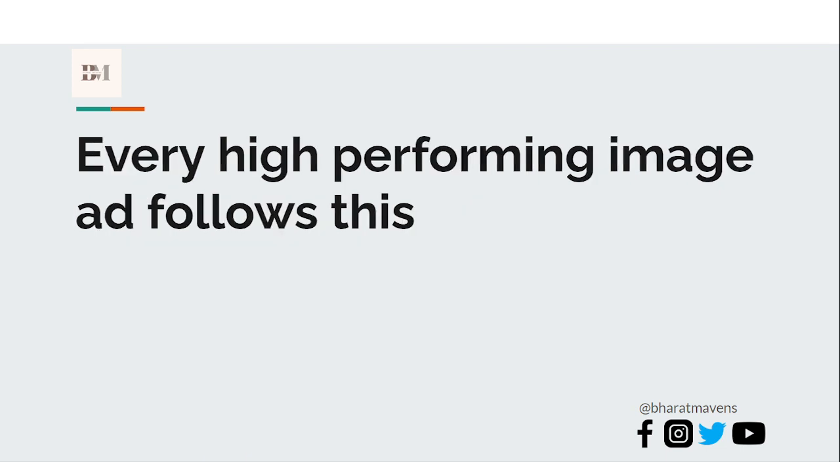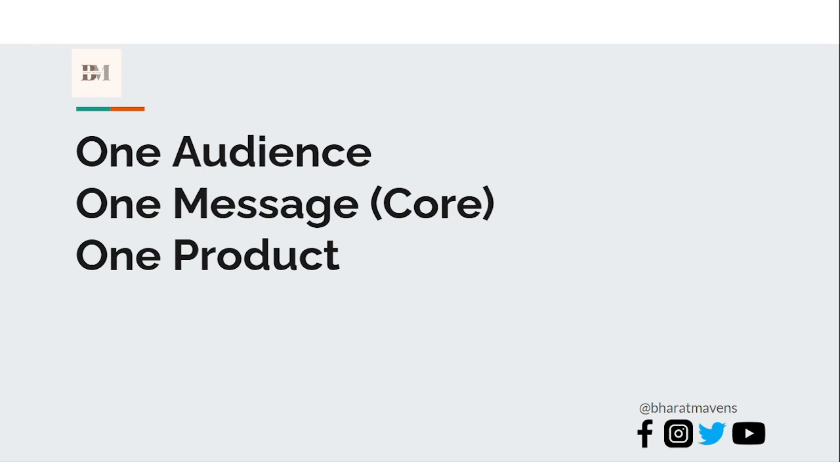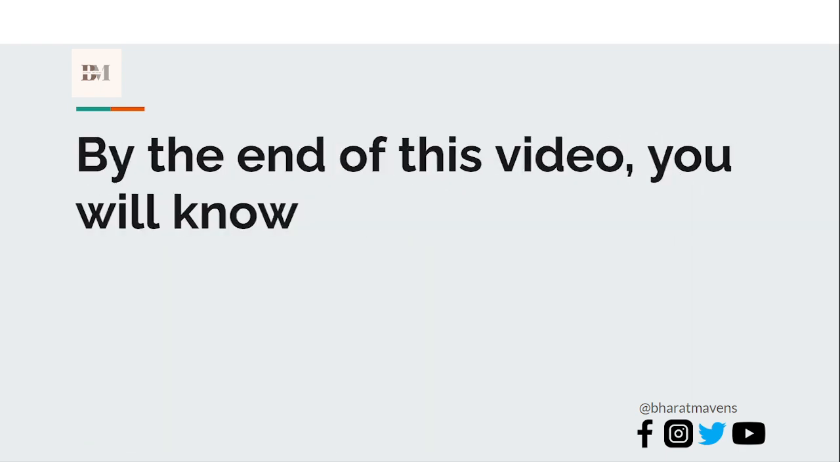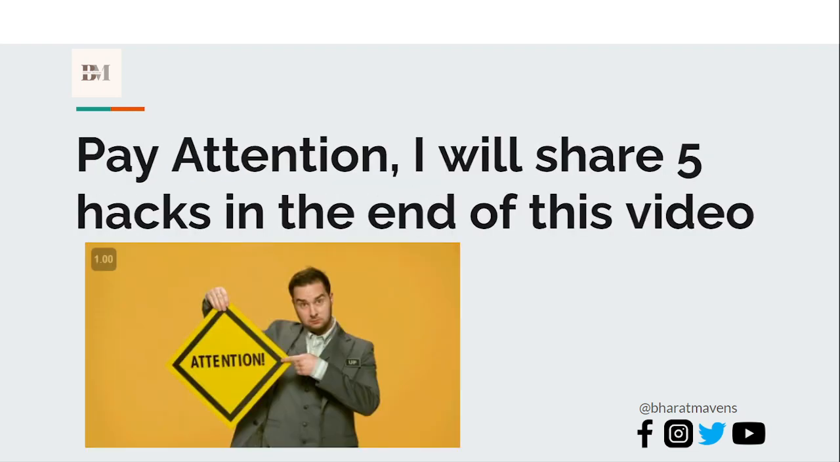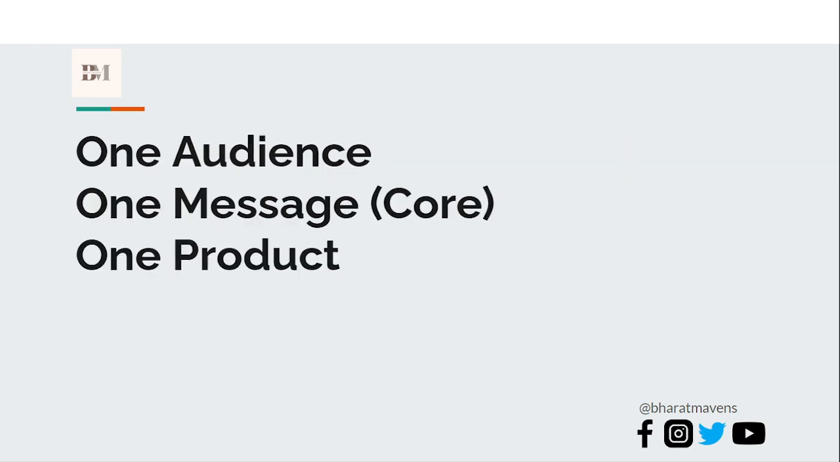Let's get started. Every high performing image ad follows this. First is one audience, one message and one product. If you see even in the example, it is catering to a very specific audience who want to reverse their graying. It is mentioning one product only, and the core message is that you can reverse your graying. So all those are very defined, and hence this ad works and works for a long time. This is not a sufficient condition, but it is a necessary condition for any image ad to perform at the highest level and for a long time. One audience, one message and one product.